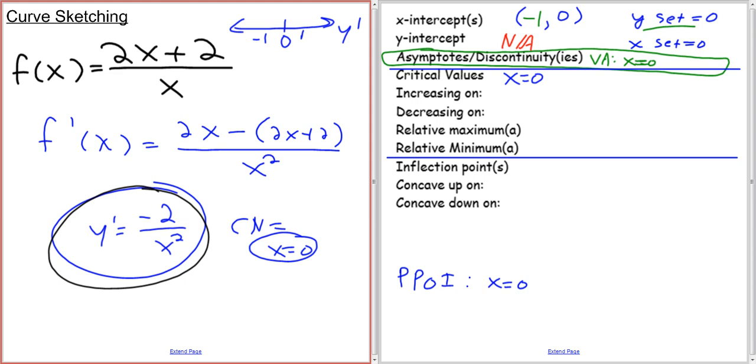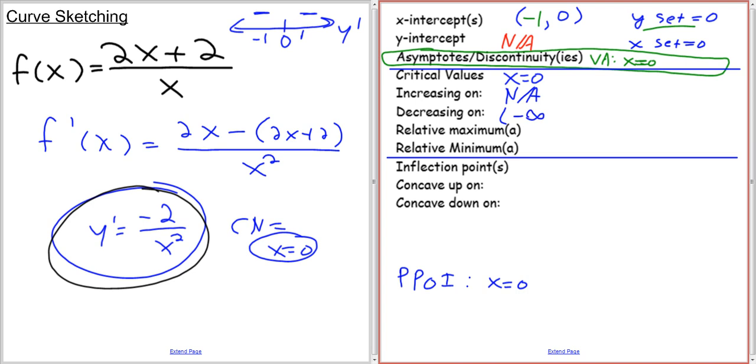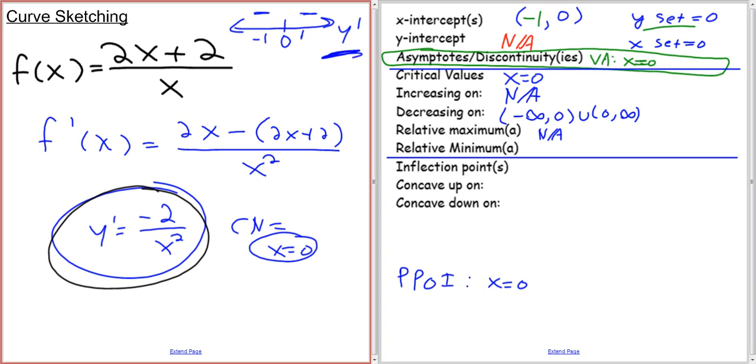Well, I plug in -1, I get a negative -2 over +1. And when I plug in +1, I get -2 over +1, so I have a negative here. So I want to say it's not increasing, but it's decreasing from -infinity to 0, and from 0 to infinity. Which means there's no relative max, because y prime doesn't change signs, right? It would have to be positive to negative or negative to positive to be a local max or a local min. So I don't see a local max or a local min happening here. That's not applicable, that's not applicable.